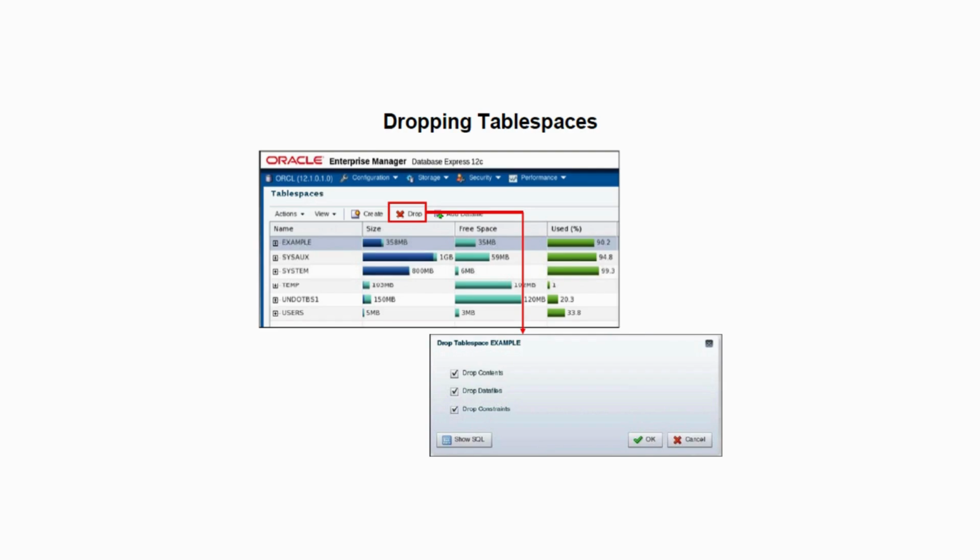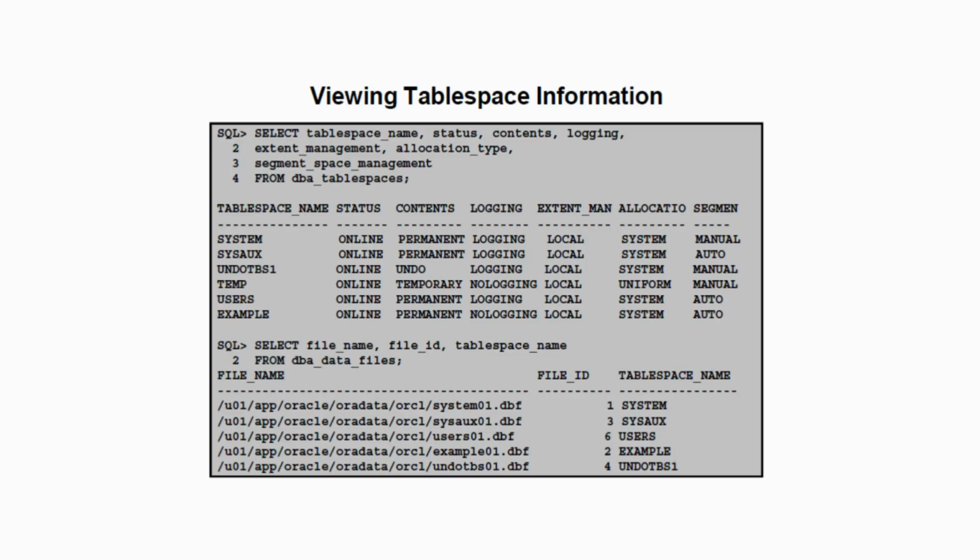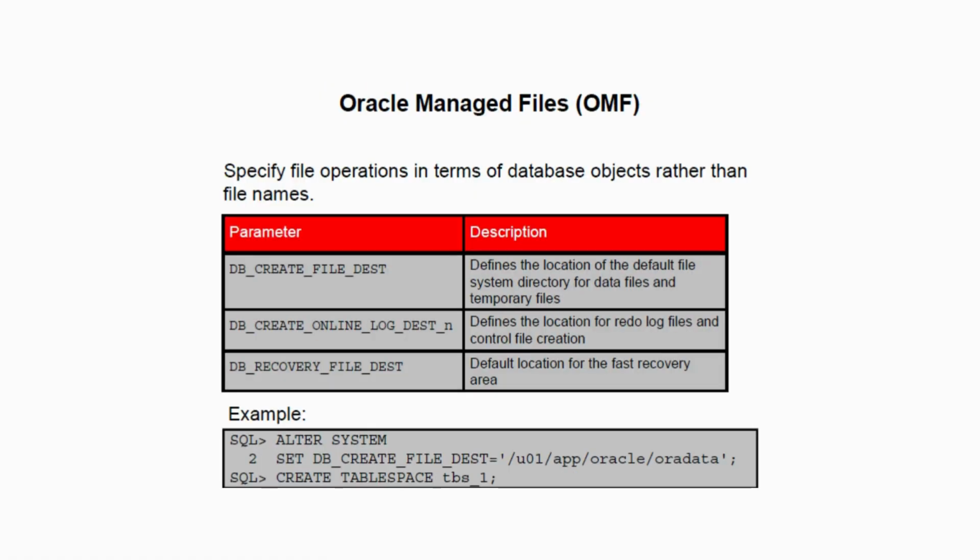Tablespace and data file information can also be obtained by querying the following: tablespace information, DBA_TABLESPACES, V$TABLESPACE; data file information, DBA_DATA_FILES, V$DATAFILE; temp file information, DBA_TEMP_FILES, V$TEMPFILE.